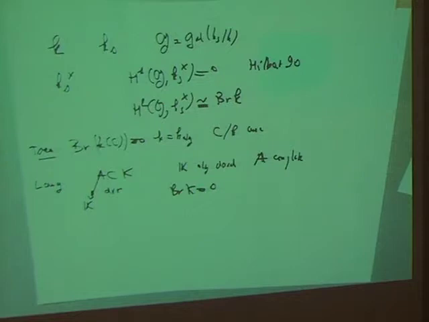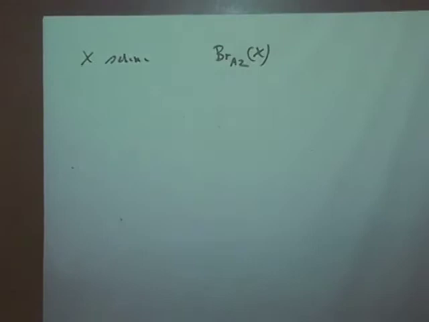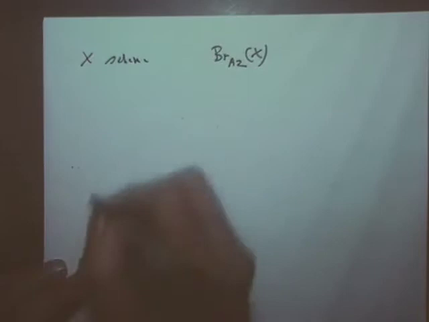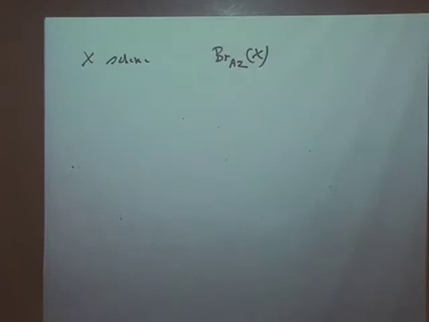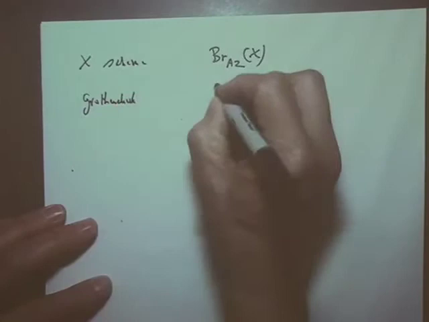So if X is a scheme, you can define an Azumaya Brauer group, which in practice is not very useful. The thing which is useful is the analog of this side. And this is the Grothendieck Brauer group, which I simply write as the Brauer group of X.